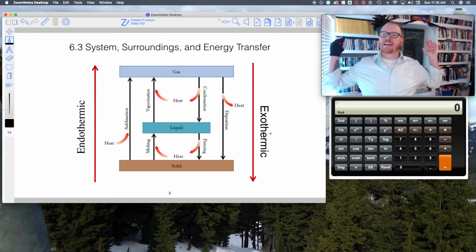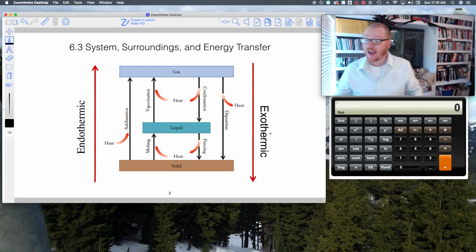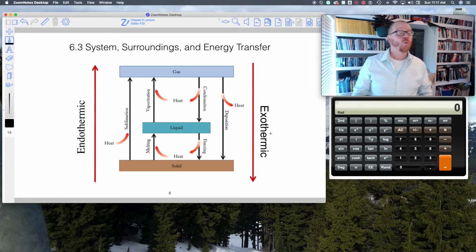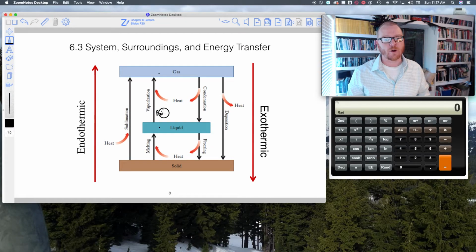You put heat in, right? A pot of water will not spontaneously start boiling. So that's this diagram right here, going from liquid to gas, vaporization, which we could also call boiling. So heat has got to go in to boil that water.